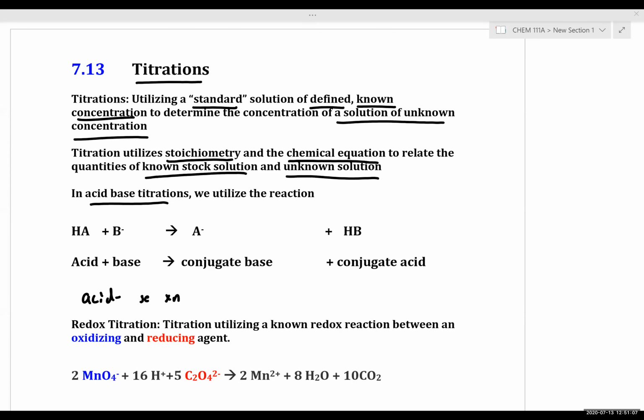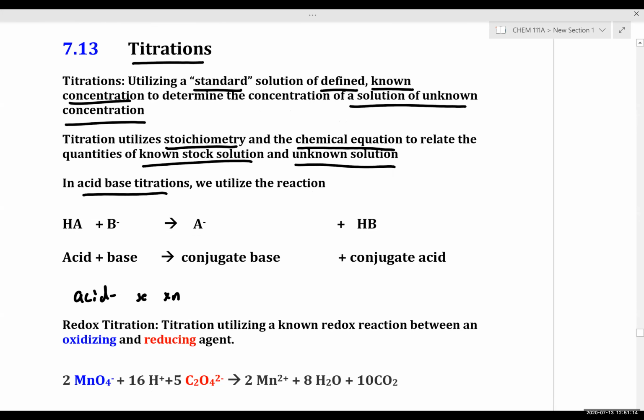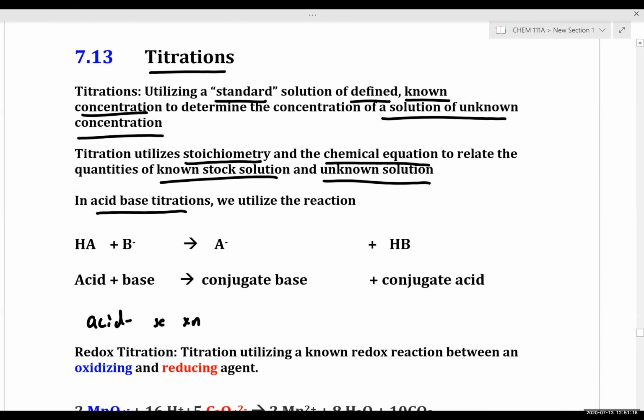Okay, so continuing on, just as a recap from chapter 7, we're now looking at the concept of titrations. Titrations utilize a standard solution of defined known concentration to determine the concentration of a solution of unknown concentration. Titration fundamentally utilizes stoichiometry in the chemical equation to relate the quantities of known stock solution and our unknown solution.